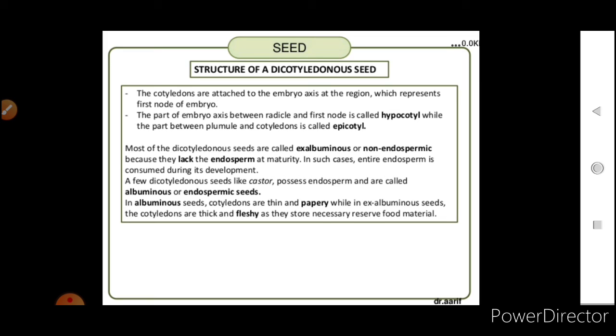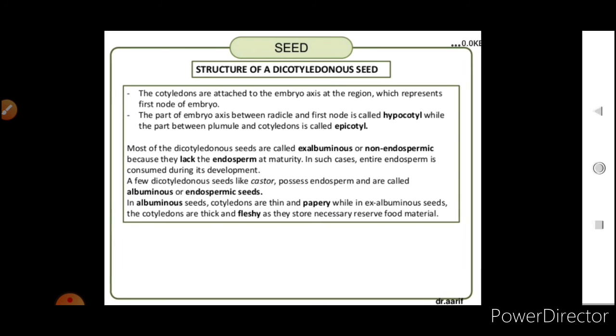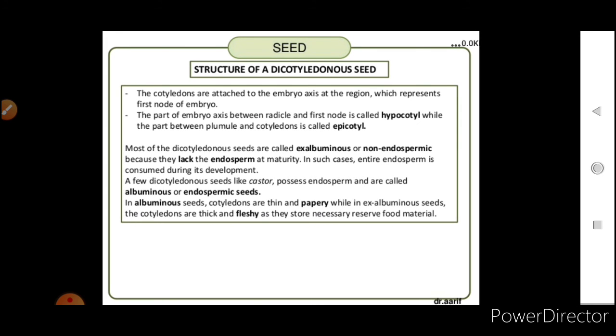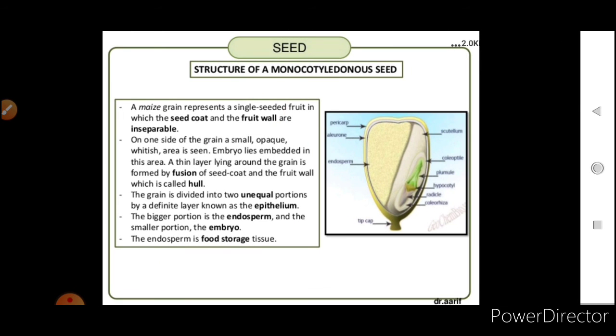Now when we talk about the other dicot seeds, there are certain seeds like castor, which possess endosperm and are called albuminous or endospermic seeds. In albuminous seeds, cotyledons are thin and papery, while in exalbuminous seeds, the cotyledons are thick and fleshy and they store the necessary reserve food material.